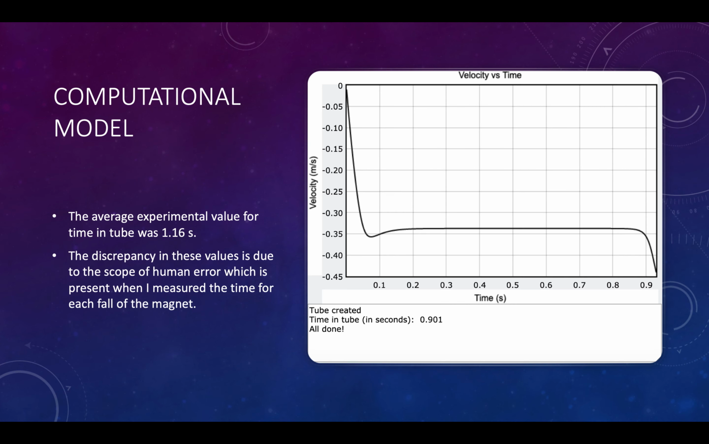Moving on. So this is the graph I obtained using my computational model. The time in an aluminum tube for a dipole came out to be 0.901 seconds for the conditions I used in my physical experiment. The average experimental value I obtained was 1.16. The discrepancy in these values is due to the huge scope of human error which exists when I'm physically measuring the time for each fall of the magnet.